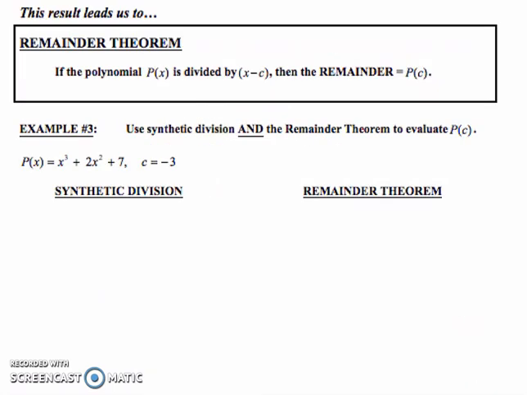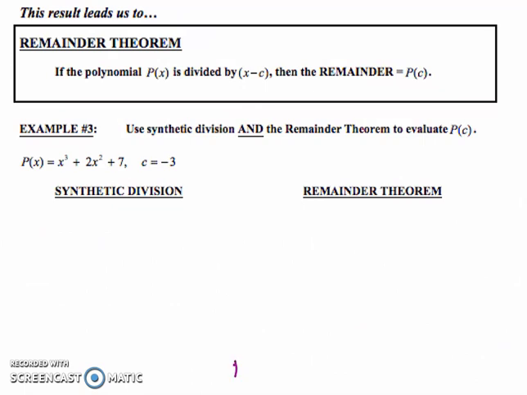This result leads us to the remainder theorem. If a polynomial p of x is divided by a linear factor, x minus c, then the remainder will be p of c. So let's prove this one more time. Here we have a new polynomial and we have a new c value. Let's use synthetic division and the remainder theorem to evaluate p of c.